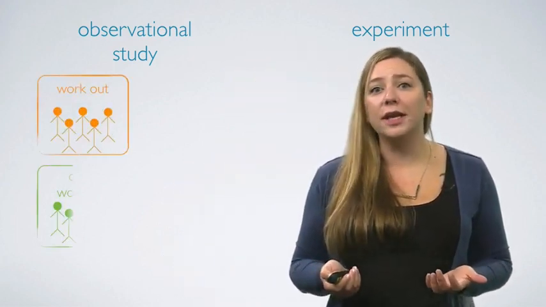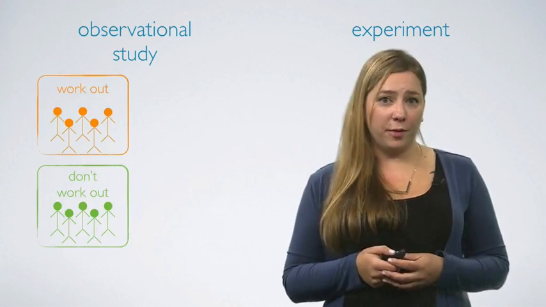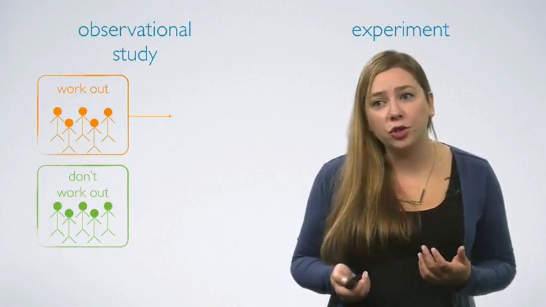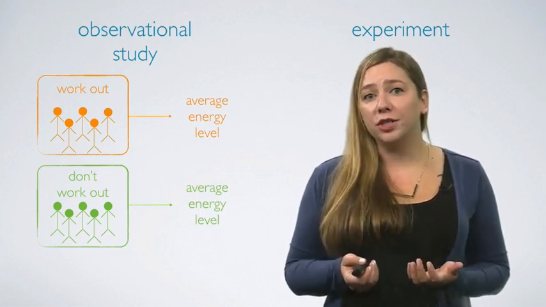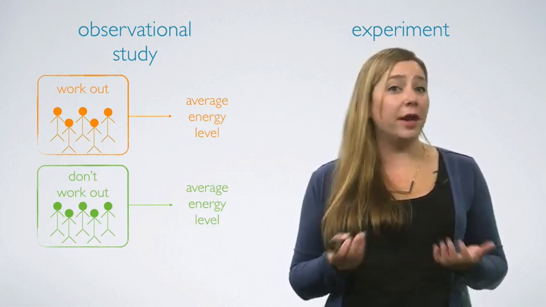Let's pause for a moment to clarify what we mean by random assignment with an example. Suppose we want to evaluate the relationship between regularly working out and energy level. We can design the study as an observational study or an experiment. In an observational study, we sample two types of people from the population, those who choose to work out and those who don't. Then we find the average energy level for the two groups of people and compare.